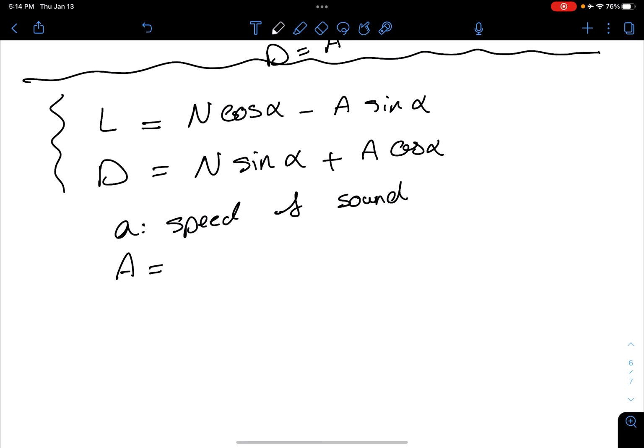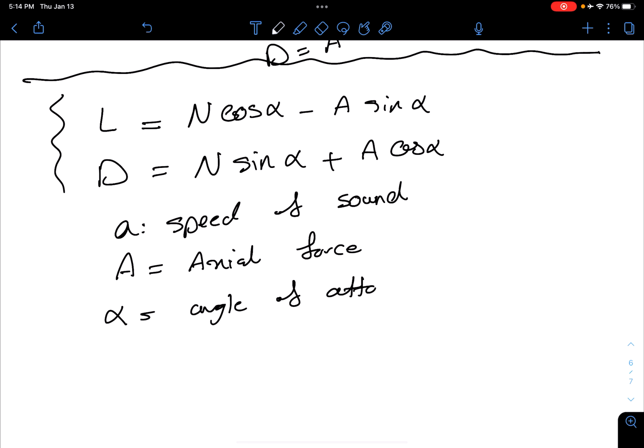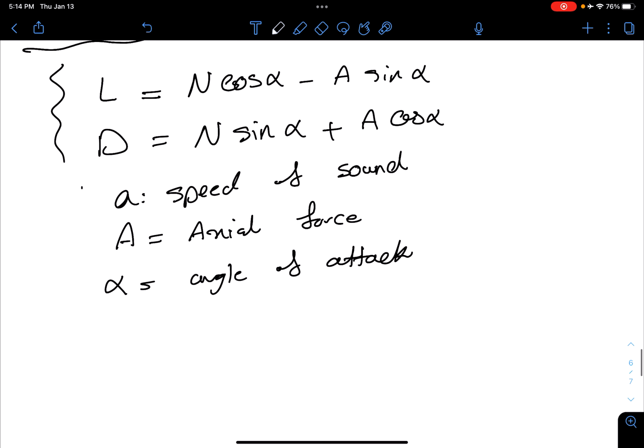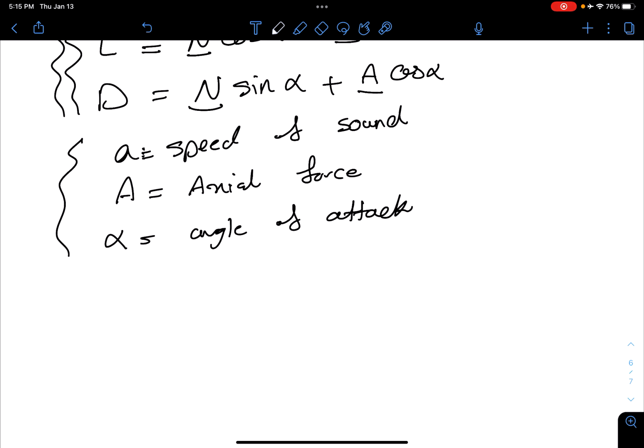Capital A, or big letter A, is the axial force, and alpha is the angle of attack. Okay? So we're gonna use N and A and find the relationship with the shear and pressure. And then we're gonna use these equations and relate shear and pressure at every point to lift and drag. Lift and drag are more common, as you all have heard.